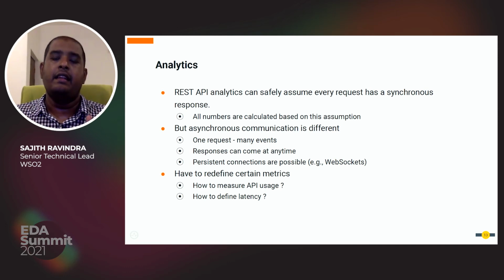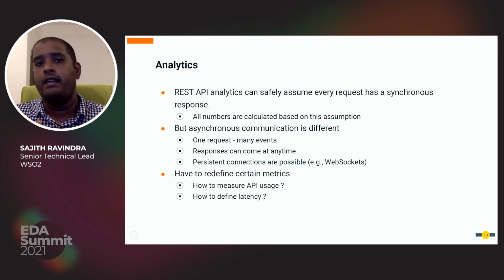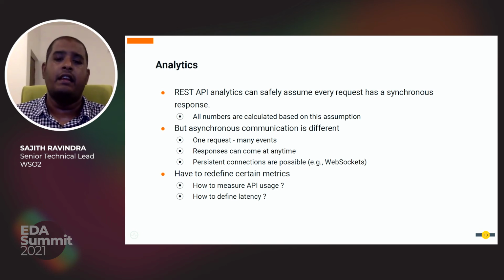The point that I'm trying to make is that you still need this information, but the way that you calculate will have to change. Some metrics might need to be redefined, some might not be relevant, and we might also need to bring in new metrics such as the number of persistent connections. Likewise, there are a set of things that you need to rethink when it comes to analytics as well.